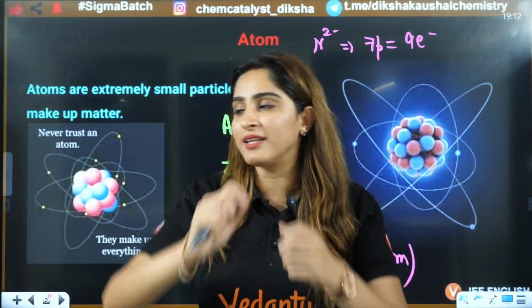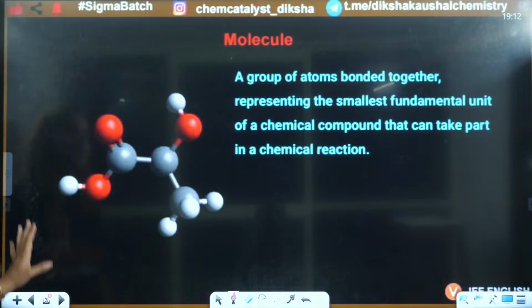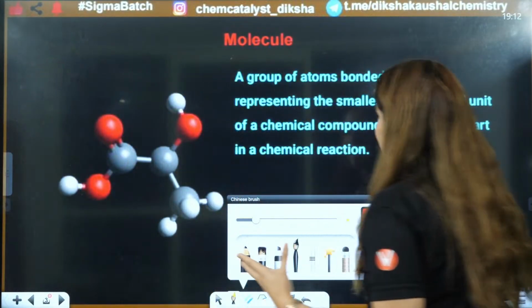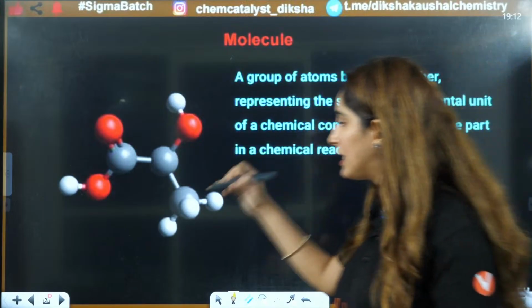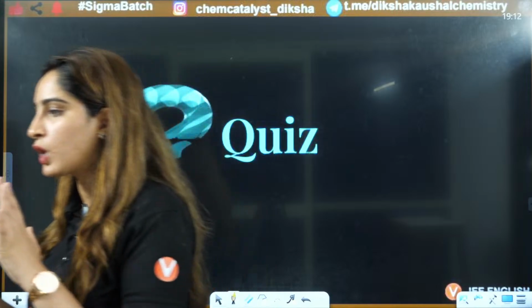That is locked in the nucleus. Is that clear? Right, everybody? Is that clear to everybody? A group of atoms that are bonded together in a chemical bond are called molecules, right? That was molecule. Now let us start with the quiz.